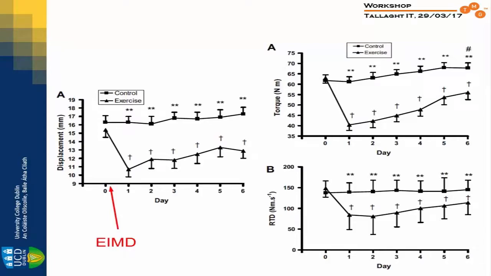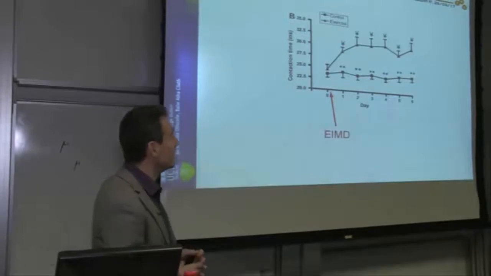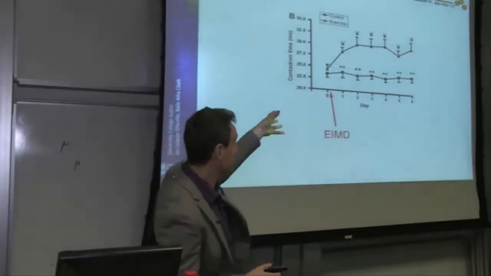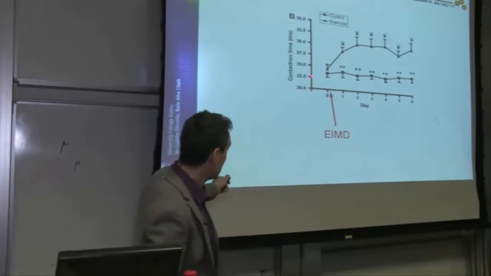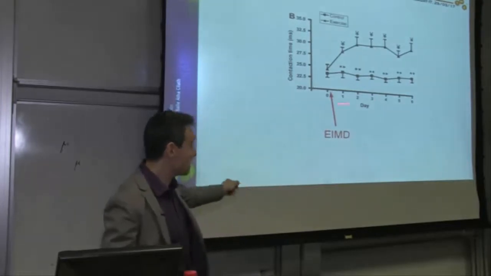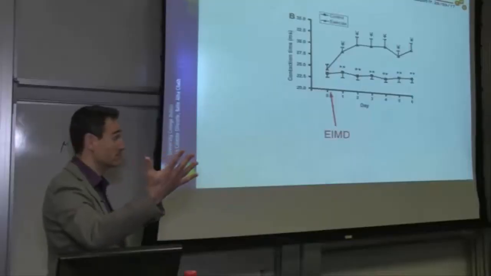Quite interesting. And if you look at the contraction time, the graph is sort of reversed, but the meaning is very similar. So no change in the control arm. There is an increase in contraction time, which means the muscle was slower after the exercise-induced muscle damage, and we measured up to 6 days and it was still not fully recovered.